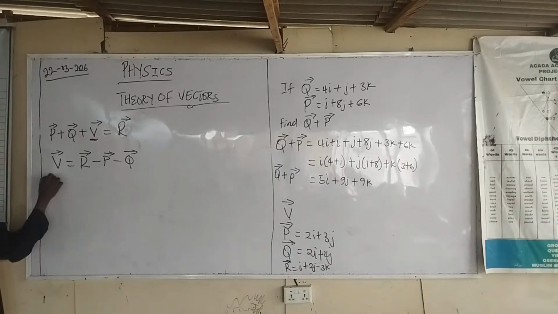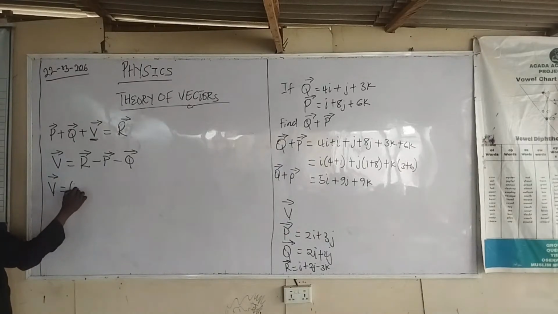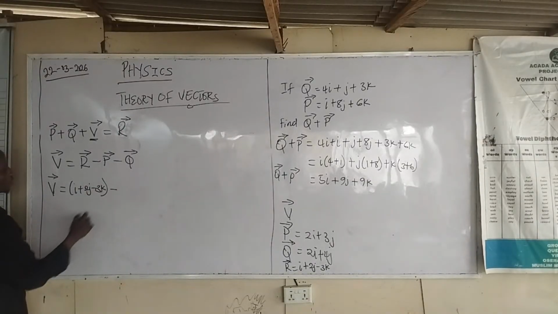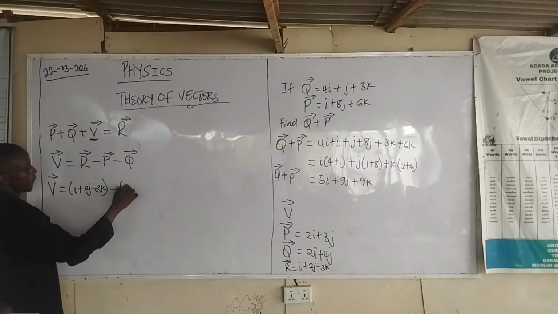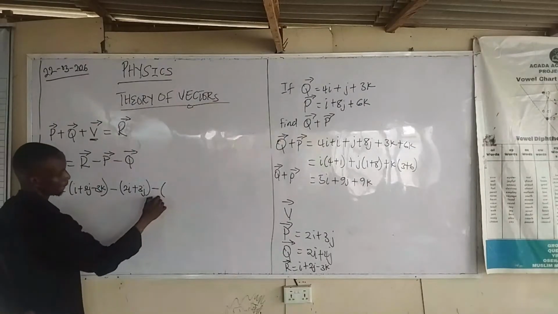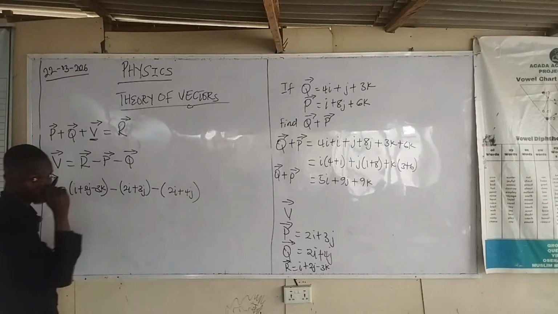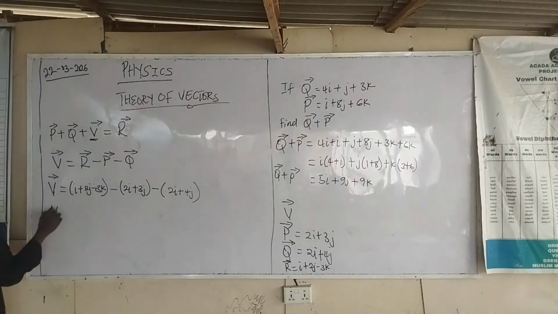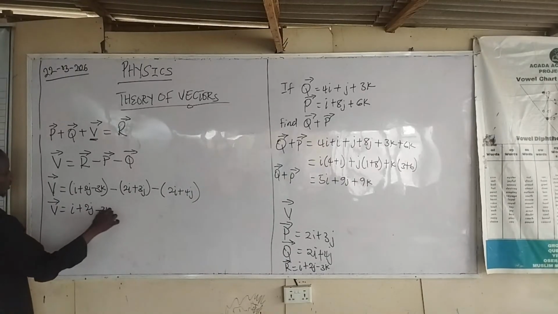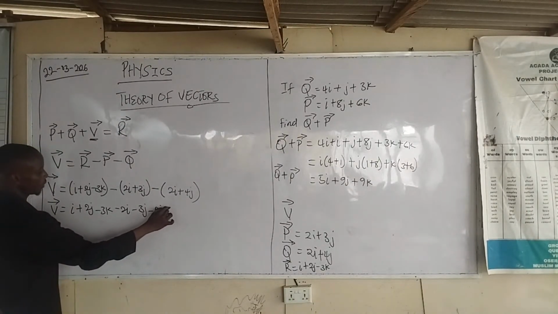So we have v will now be equals to, what's our r? i plus 2j minus 3k, minus what's p? 2i plus 3j, and q, 2i plus 4j. So we say v is now equals to i plus 2j minus 3k minus 2i minus 3j minus 2i minus 4j.